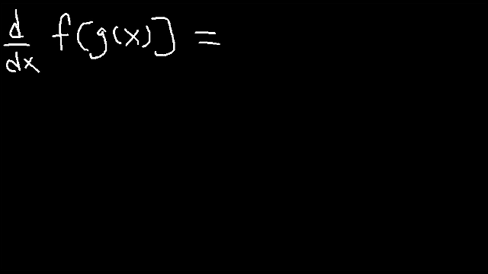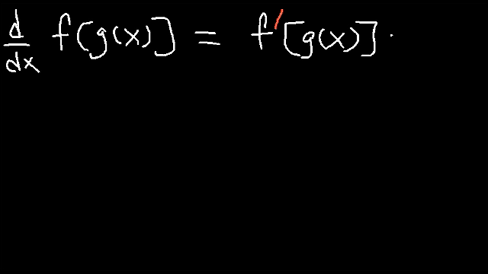According to the chain rule, the derivative of this composite function is the derivative of the outside function. That's the derivative of f. And while you're differentiating the outside part, you need to keep the inside the same. So it's f prime of g of x times the derivative of the inside part of the function. So that's the formula for the chain rule.